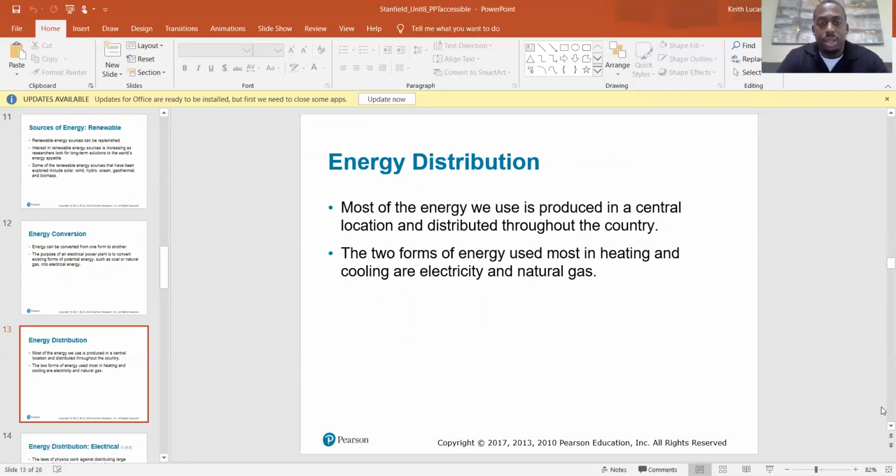Energy distribution. Most of the energy we use is produced in a central location and distributed throughout the country. The two forms of energy used most in heating and cooling are electricity and natural gas. So most of the AC systems are going to be one of two types.